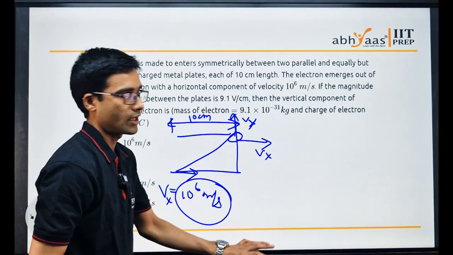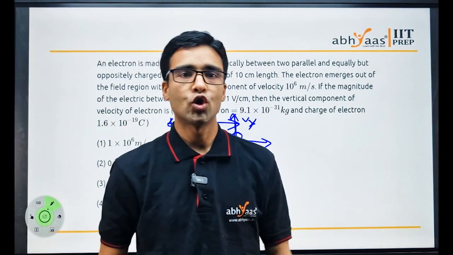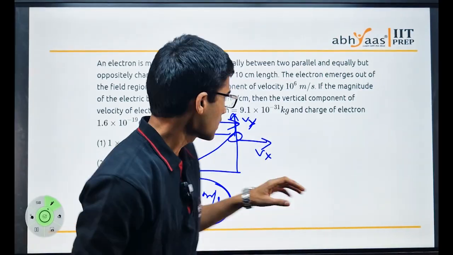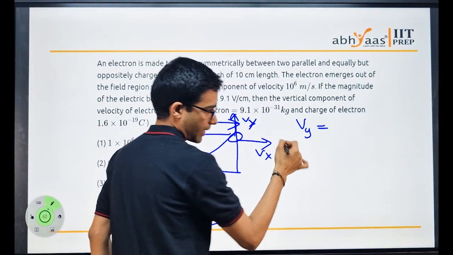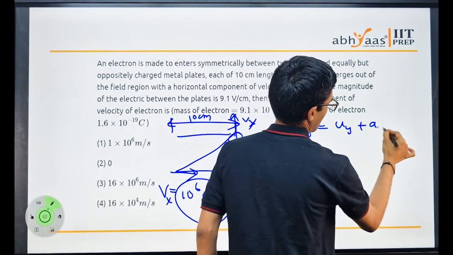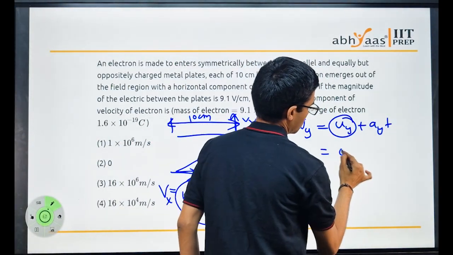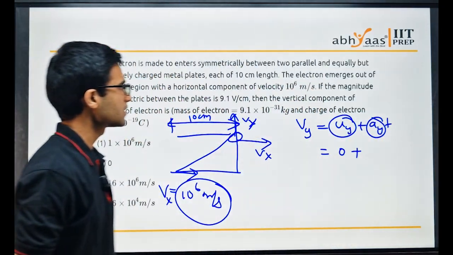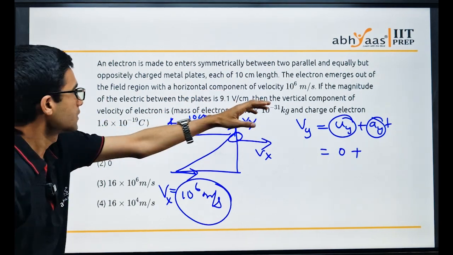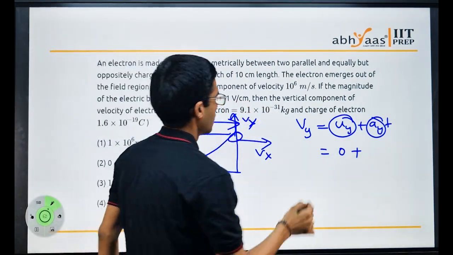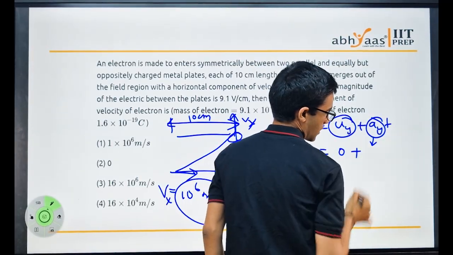Based on the question, I have drawn a diagram. Using the simple kinematics equation V equals U plus AT, the final vertical component is Vy equals Uy plus Ay t. Initially there is no vertical component, that's why Uy is 0. But what is this acceleration, how are we getting it? The electron emerges out of the field region; the magnitude of the electric field is given, and mass and charge are also given. So you can take acceleration equal to F by m.